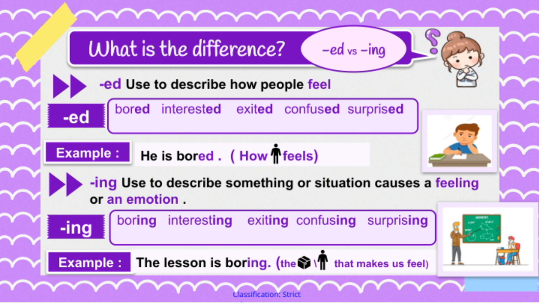Understanding this helps us describe both the situations and our feelings more clearly and accurately. So remember, ing is used for describing the situation that causes a feeling, and ed is used for describing the feeling itself. This distinction is important as we continue to learn how to express ourselves more naturally in English.